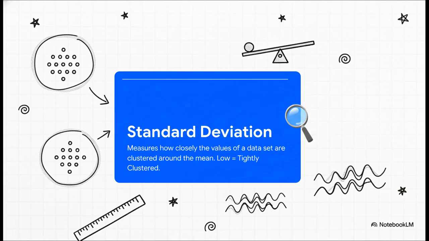Think about it like online reviews. A product with 3 stars and a low standard deviation is just consistently meh. But 3 stars with a high standard deviation, that's a product that people either absolutely love or totally hate. And that's a crucial insight.